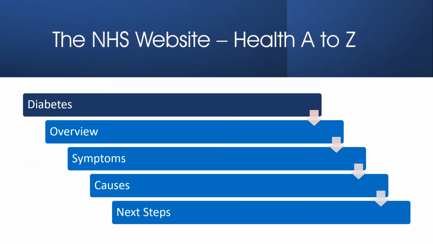When you get onto a page, in this case a diabetes page, this page is laid out with a heading of diabetes, the overview of diabetes, symptoms of diabetes, cause of diabetes, and the next steps. And this layout design is the same for all of the pages in the A to Z and the medicines section of the website.